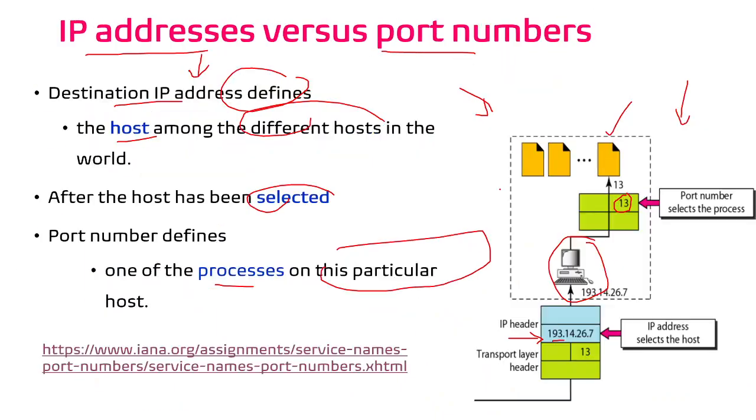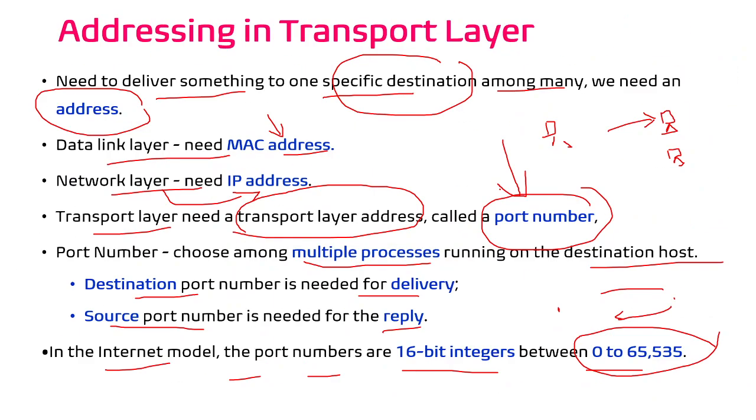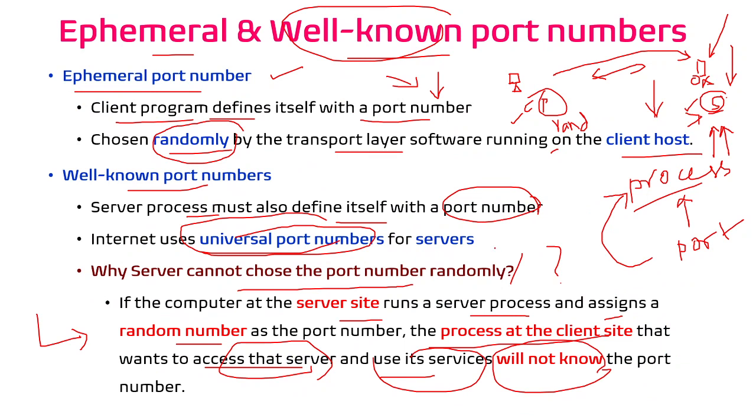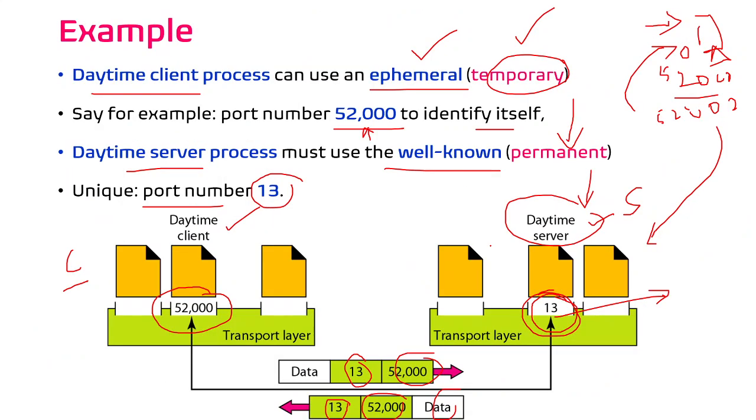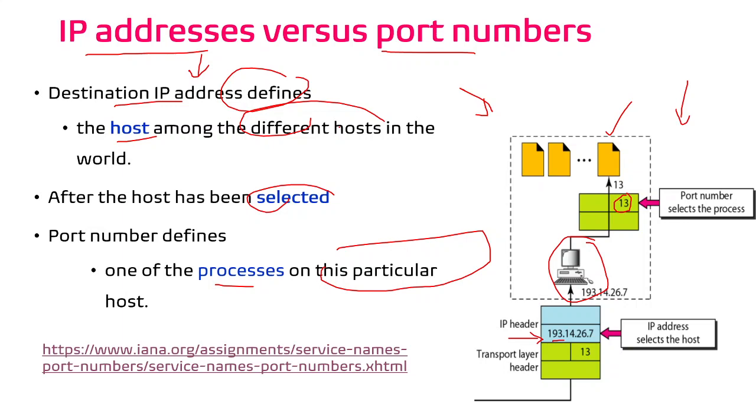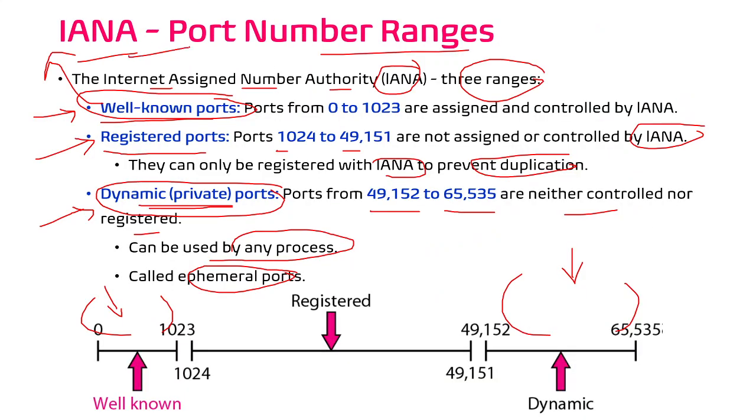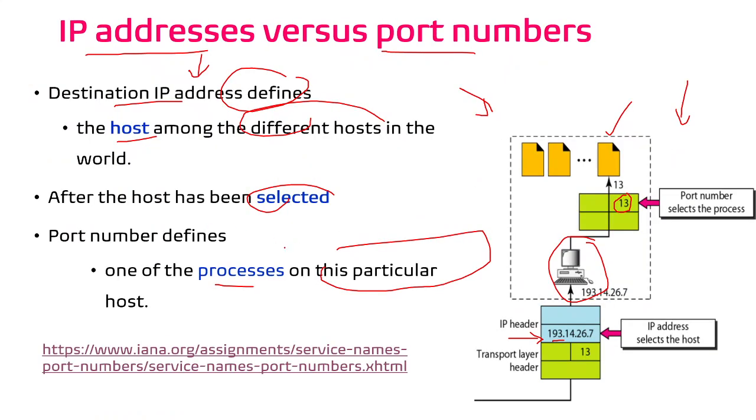What we have studied is a very important concept, ephemeral and well-known port numbers. This is a very important concept in the transport layer. We have studied IP addresses versus port numbers, and the IANA ranges are also very important. We have three kinds of port numbers: well-known port numbers, registered port numbers, and dynamic or private port numbers. Well-known port numbers, also called unique port numbers, are assigned at the server side. But on the client side, we randomly choose the port numbers. This is what we have studied in this video.